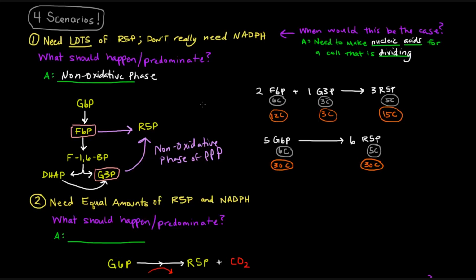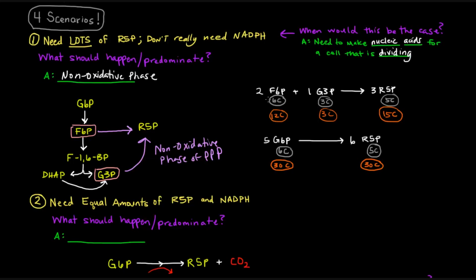And that stoichiometry makes a little bit more sense if you look over here. So we're going to have 2 fructose 6-phosphates and 1 glyceraldehyde 3-phosphate coming together to make 3 ribose 5-phosphates. We take 2 6-carbon molecules, which is 12 carbons total, and 1 3-carbon molecule, which is 3 carbons total. So that's 15 carbons here, to make 3 5-carbon molecules for a total of 15 carbons on both sides.